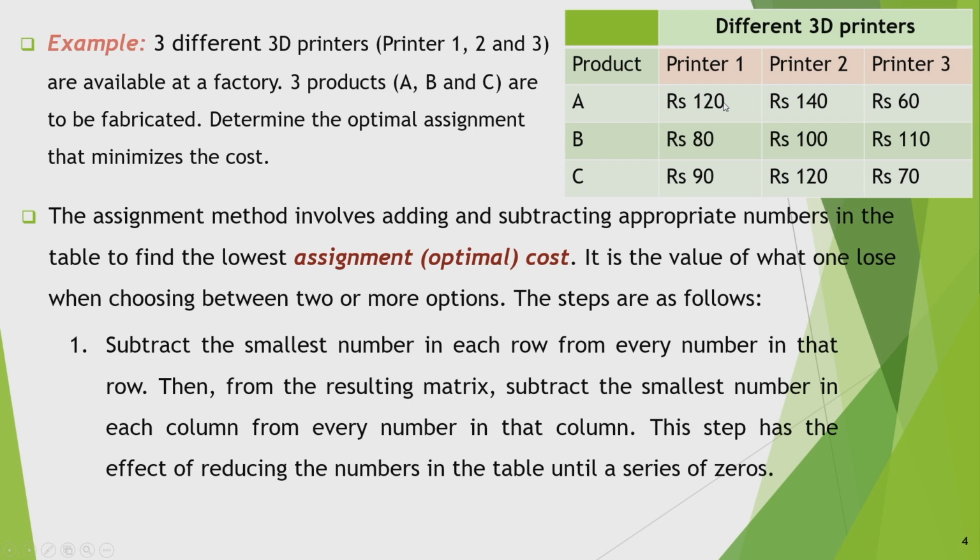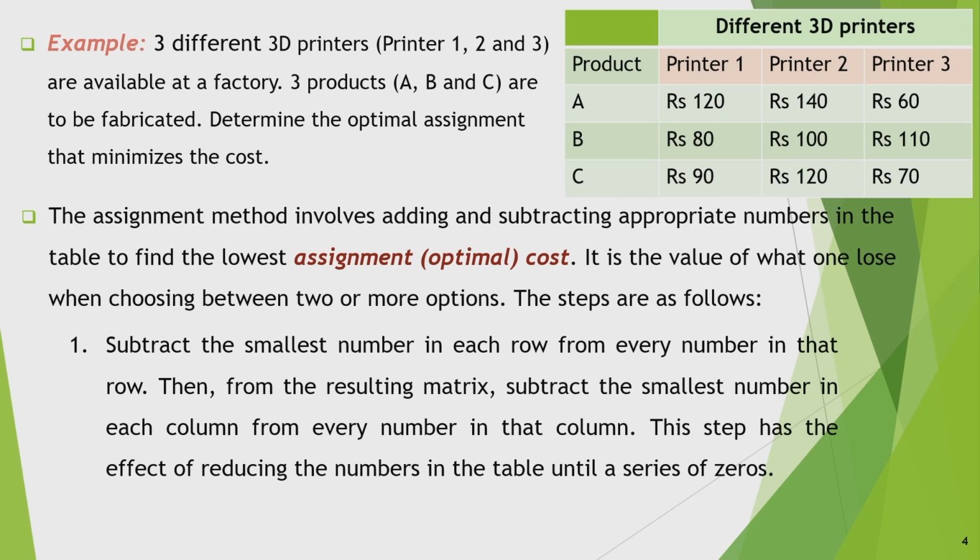If product A is produced in printer 1, it costs rupees 120, in printer 2 it costs 140, in printer 3 it costs rupees 60. Similarly, product B costs rupees 80 in printer 1, rupees 100 in printer 2 and rupees 110 in printer 3, and product C costs rupees 90 in printer 1, rupees 120 in printer 2 and rupees 70 in printer 3.